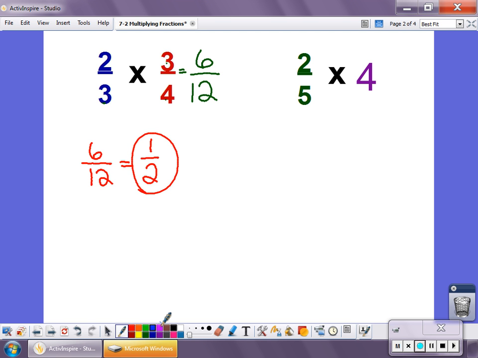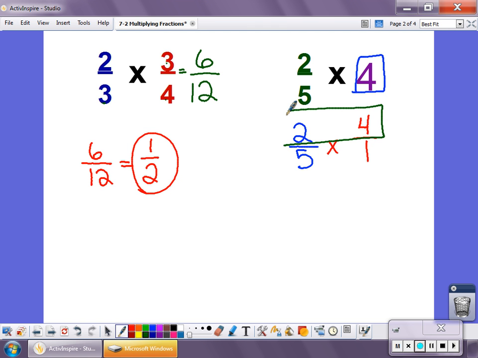Now, sometimes you may see a situation like this where you have a whole number. It's a fraction times a whole number. Any whole number can be written as a fraction, and the way you write it as a fraction is you give it a denominator of 1. So that's how we turn a whole number into a fraction. Once we have 2 fractions, we just follow our rules.